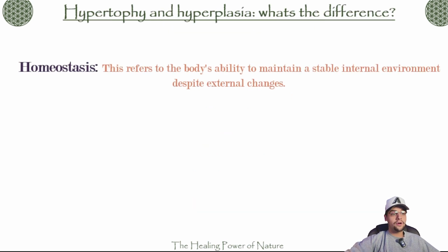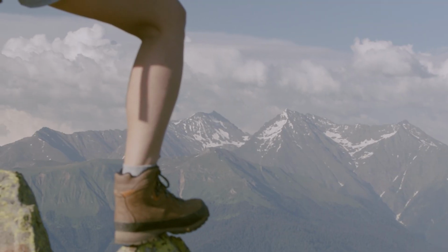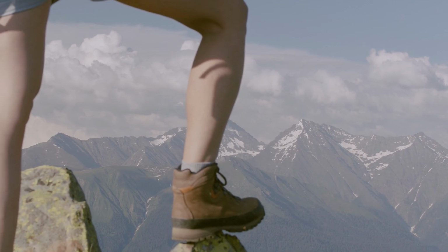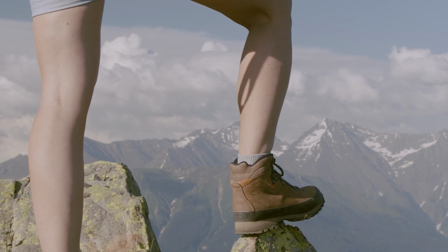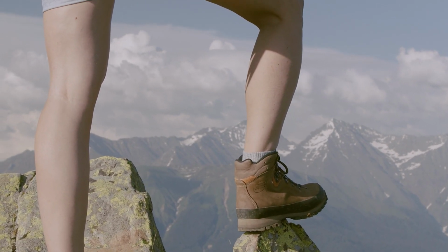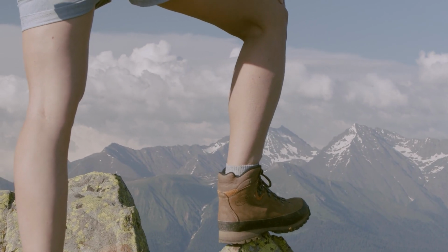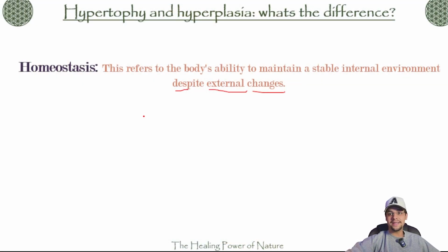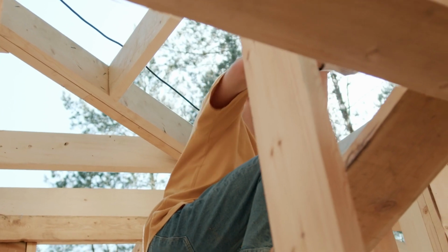We're going to begin with a fundamental concept, which is homeostasis, okay? Homeostasis refers to the body's ability to maintain a stable environment despite external changes, okay? It's very important you recognize that your body adapts to external changes that it's placed on, okay? So think of this like building a house. This might make it a little bit easier.